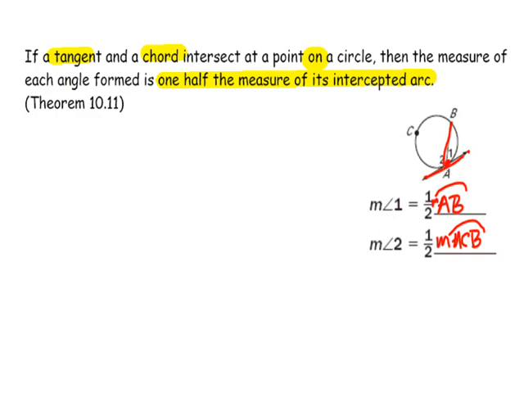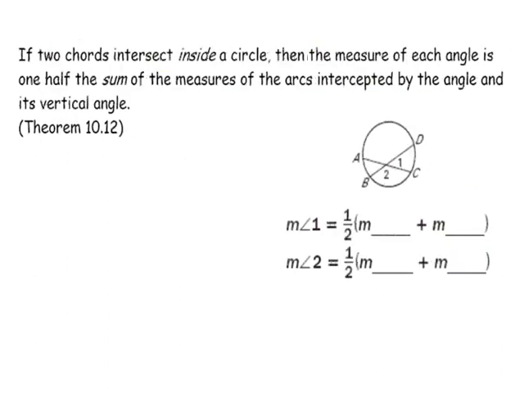Okay, so in our previous theorem, where we had a circle and two chords, because my vertex was on the circle, my angle here was 1/2 the intercepted arc. Same thing here, on the circle, 1/2 the intercepted arc. Those two are related. Now this time I have two chords and they intersect inside the circle.